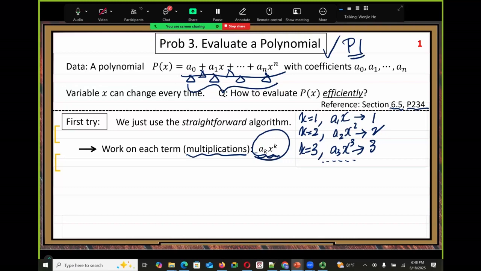Type your answer. I just want to see one student. Good. Yes, the answer is k. Here we apply the induction. K equals 1, answer is 1. K equals 2, answer is 2. K equals 3, answer is 3. K equals k, answer is k. That's the induction.